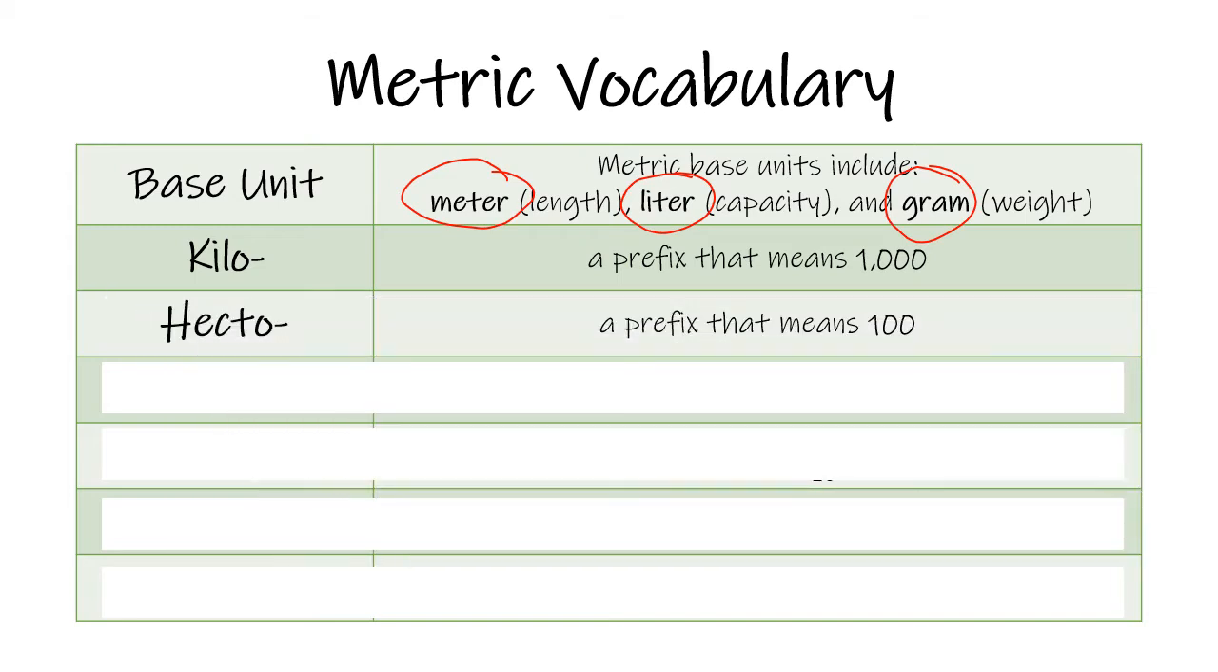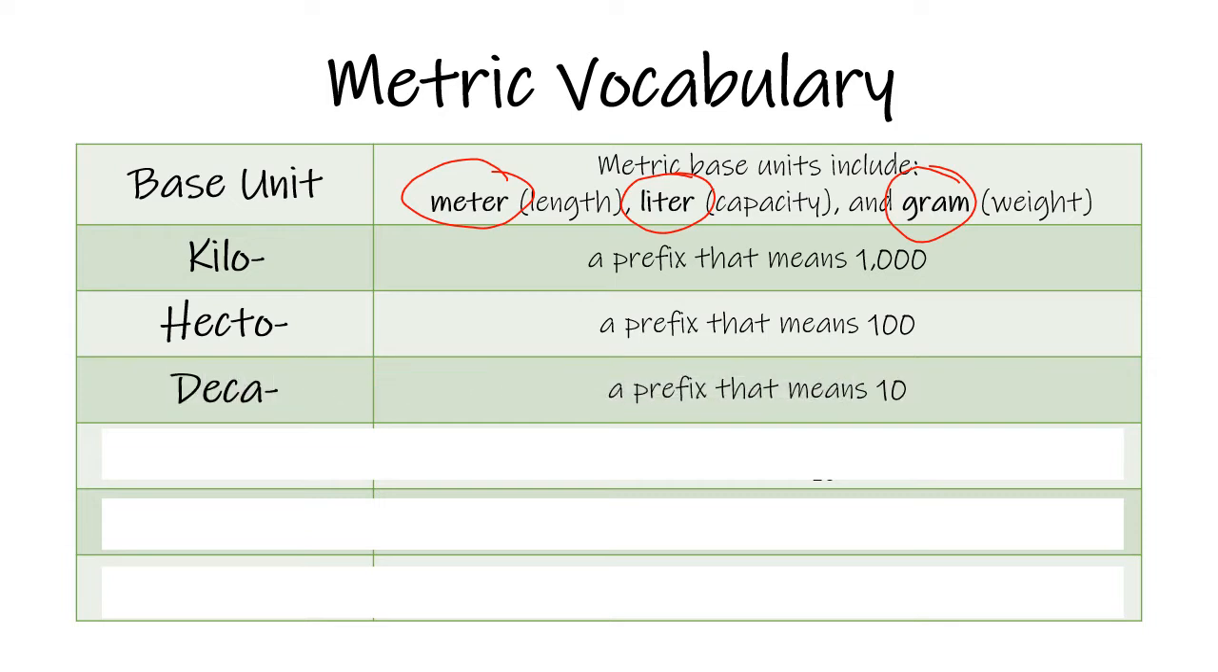And then we have hecto. This is a prefix that means 100. Next, we have deca, a prefix that means 10. So if you think of like decade is 10 years, that's an easy way to remember that deca means 10.